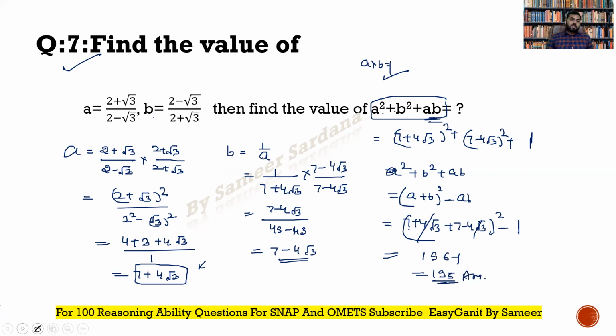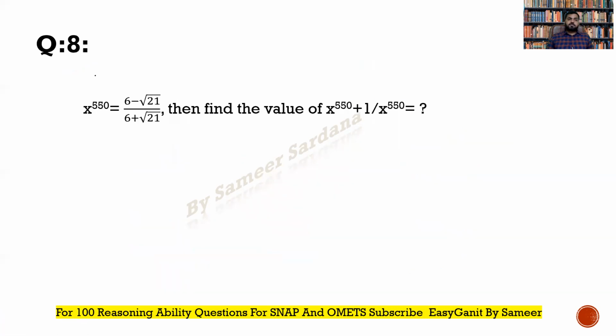Very, very important question for SNAP, everybody. Moving ahead to question number 8. Now, x power 550 is given. We are supposed to find out this expression. Again, you see that this term is inverse of this term, right? So all you have to do is first simplify it.